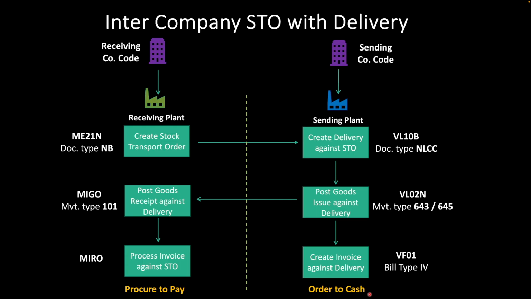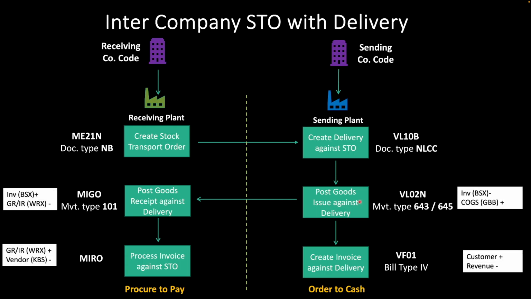Now let's see what all financial documents will get posted in the whole process. So when you post the goods issue against the delivery document, you have a credit entry against the inventory line of the sending plant. And here you have a consumption posting happening against the cost of goods sold account. So you can see here, this is different from intra-company code stock transfer. In the intra-company code, you had only two lines posted, where you had a credit line for the sending plant inventory and a debit line for receiving plant inventory.